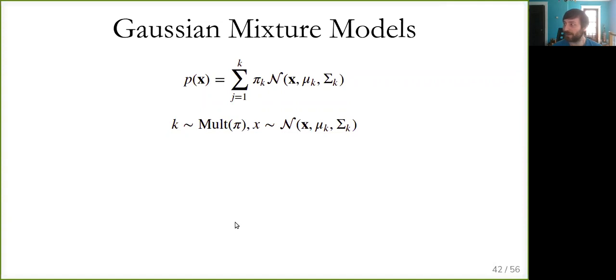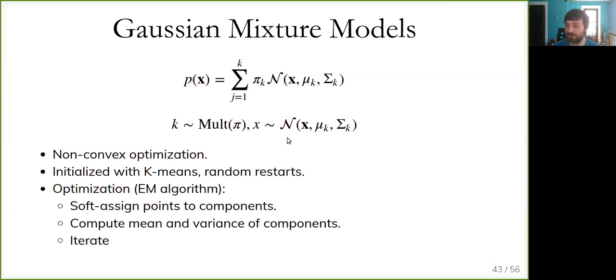But yeah, so in practice, what we want to do is, given a sample from this distribution, our data points, and given some number k, we want to figure out what are the mu k, the sigma k, and the pi k. So what should be the k different Gaussian distributions that are mixed, and what should be their mixture weights? This is a non-convex optimization problem again, so we have to rely on heuristics.